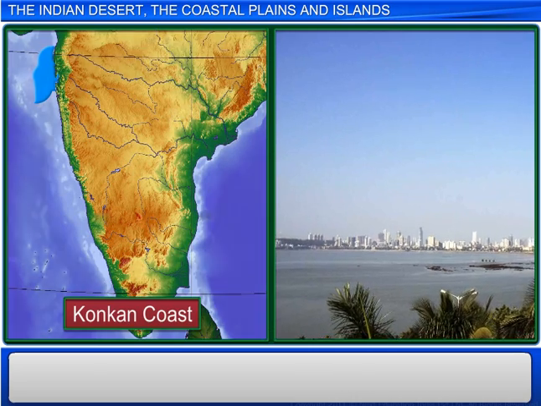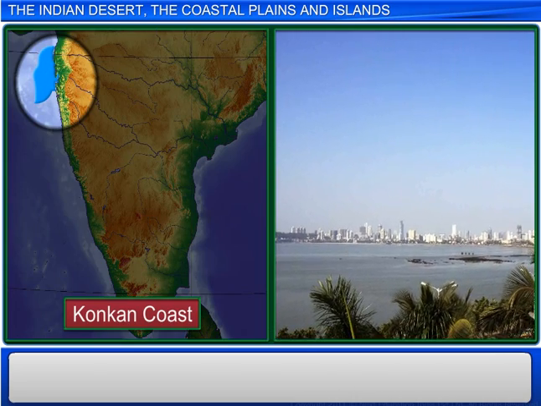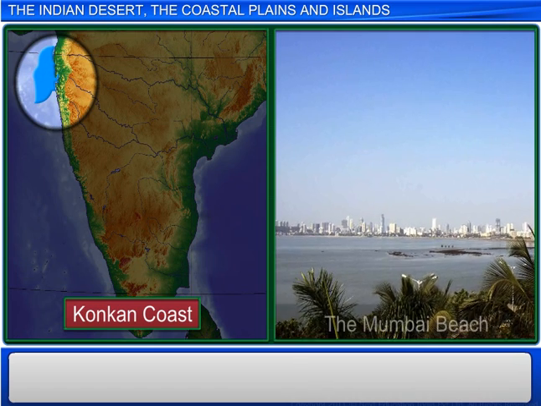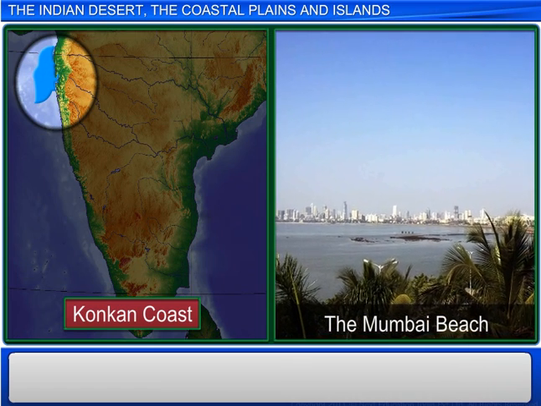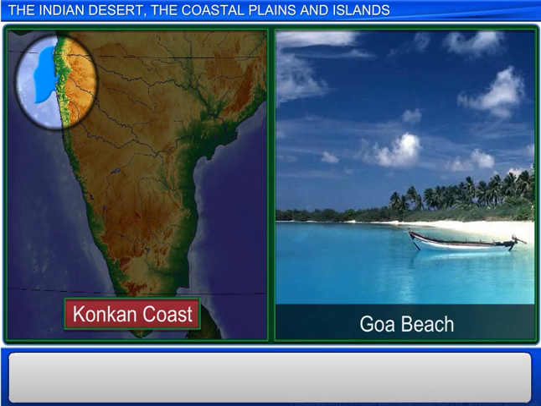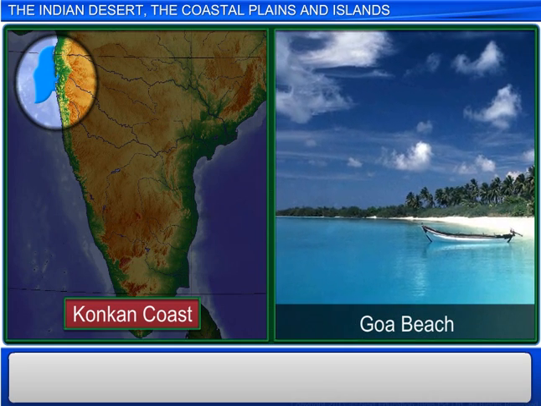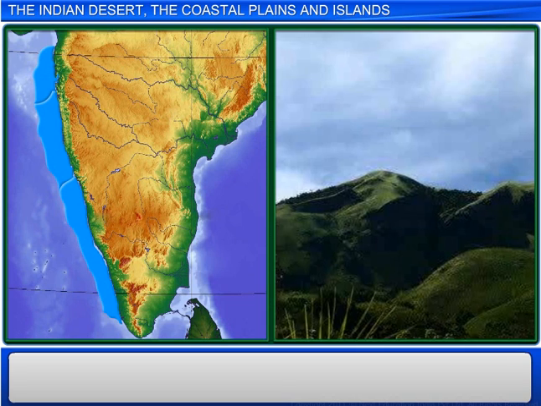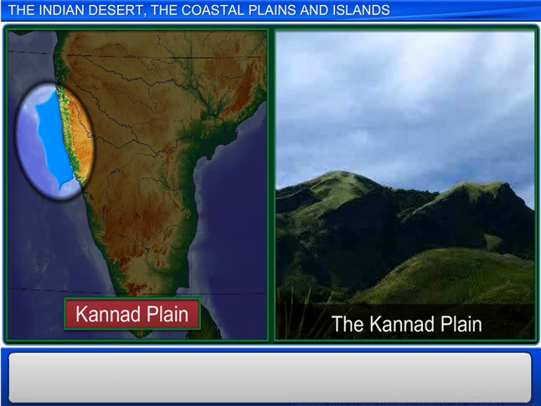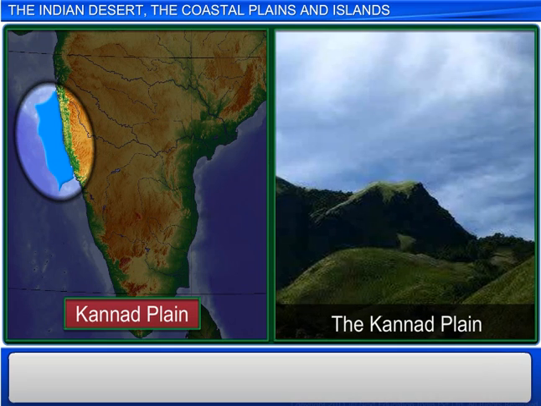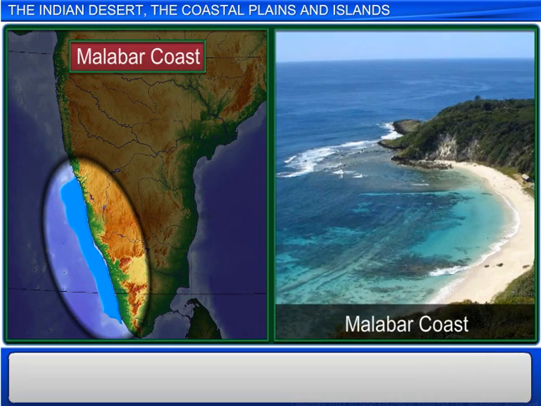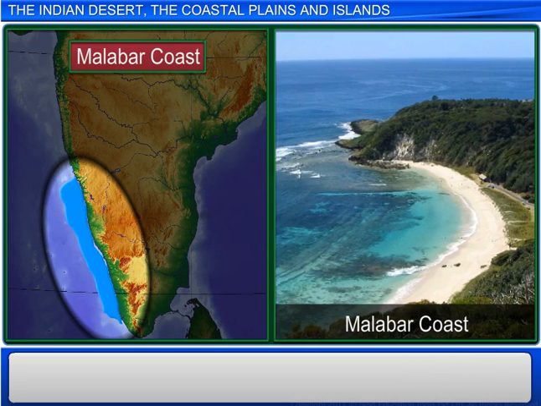Konkan lies in the northern part of the coast. The beaches that form tourist attractions in Mumbai and Goa are part of the Konkan coast. The Kannad plain refers to the central part of the western coast. And right down in the south is the Malabar coast.